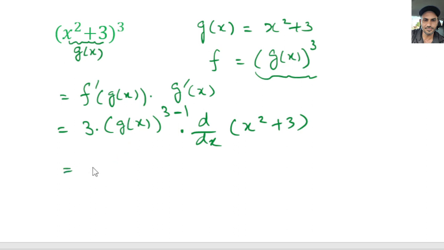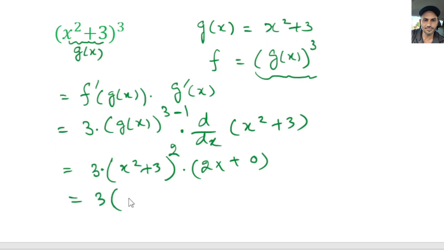So here we have 3, and I'm going to put the value of g of x here instead of g of x, which is just x squared plus 3. It's the function itself, and 3 minus 1 is 2. And now let's take the derivative of this expression. What's the derivative of x squared? It's just 2x. And what is the derivative of a constant? It's 0. So let's do this: 3 times x squared plus 3, squared, times 2x. So this is our final solution.